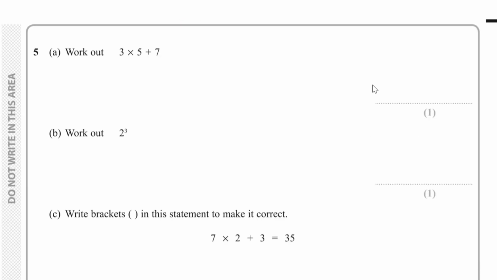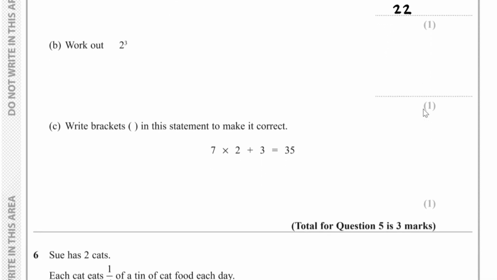Question number 5. For part A, we have to work out 3 times 5 plus 7. Well, considering the order of operations, we would have to do the multiplication first. 3 times 5 is 15, and then we are adding to this 7. The result is 22. For part B, we have to work out 2 cubed. 2 cubed is the same as multiplying 2 by itself 3 times, and what we will end up with is 8.